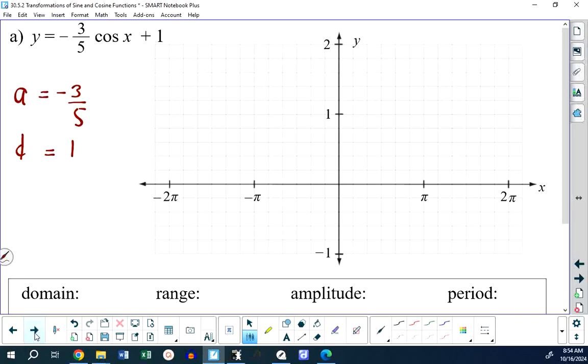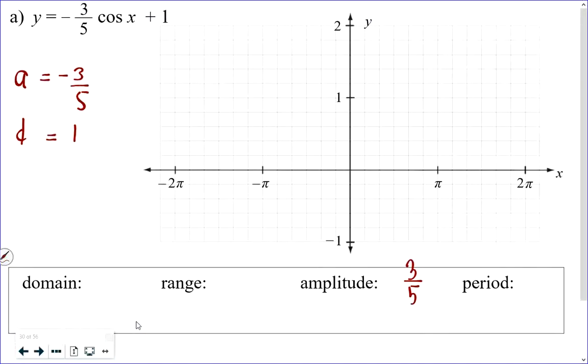So the amplitude is 3/5, no question about it. And what we would have done yesterday is for the range, we would have put -3/5 is less than or equal to y, which is less than or equal to +3/5. But there's been a translation here. So now put your pencils down again. Don't write anything down yet until I tell you again.